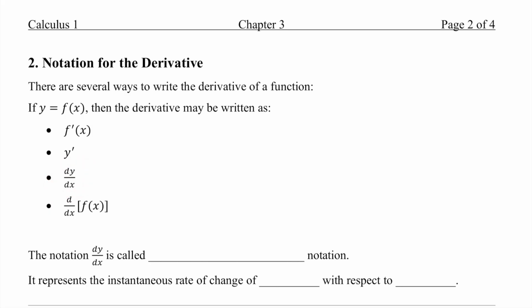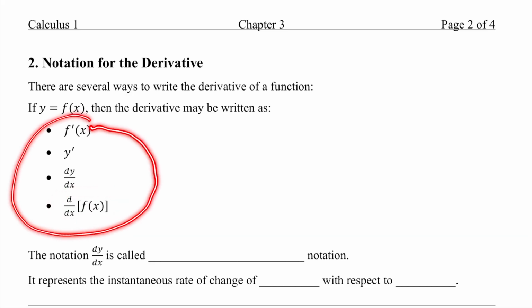Another way to write the derivative is d over dx of f of x. This notation emphasizes that we are taking the derivative with respect to x of the function f of x. So all of these notations represent the derivative of the same function.